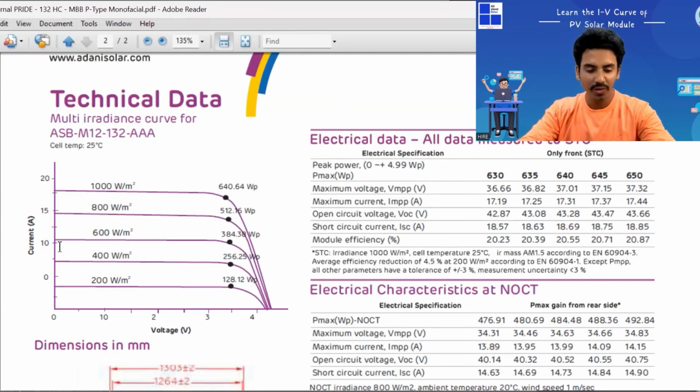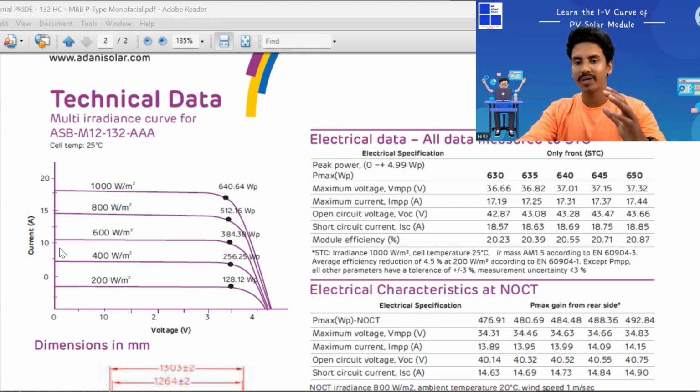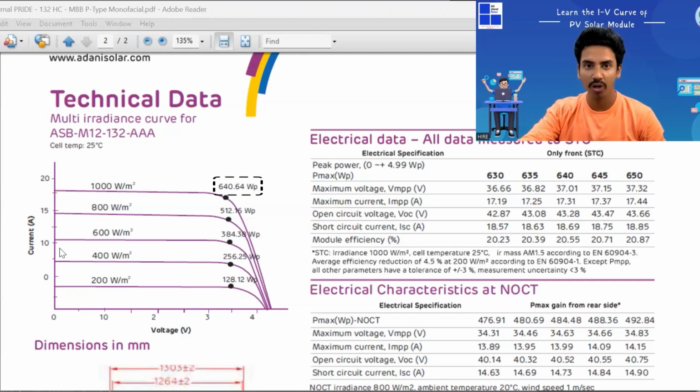So here you can see this is basically the IV curve for this particular solar module, which has a different wattage rating. For this particular case, it is a 640 watt peak solar panel datasheet, and this IV curve is applicable for a 640 watt peak solar module.